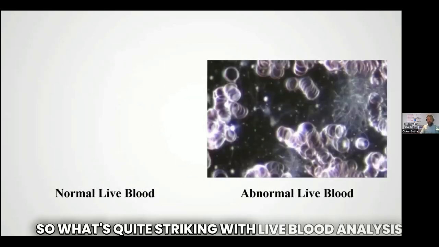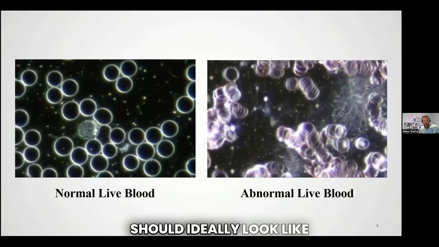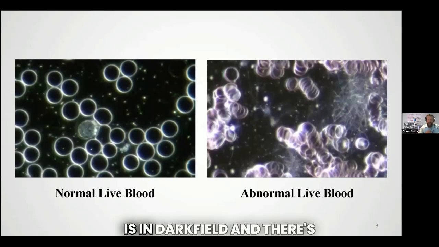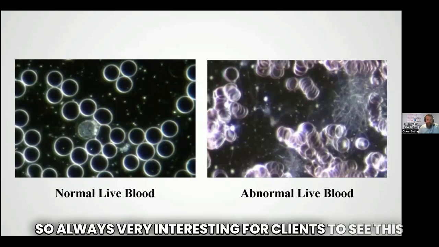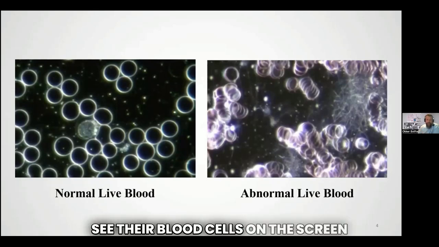So what's quite striking with live blood analysis is what we're able to show clients. We have an image of what blood should ideally look like under normal circumstances, the image on the left there, and that also is in dark field. And there's various deviations from the norm that we can pick up in samples. So always very interesting for clients to see this. It creates quite an impression when patients see their blood cells on the screen.